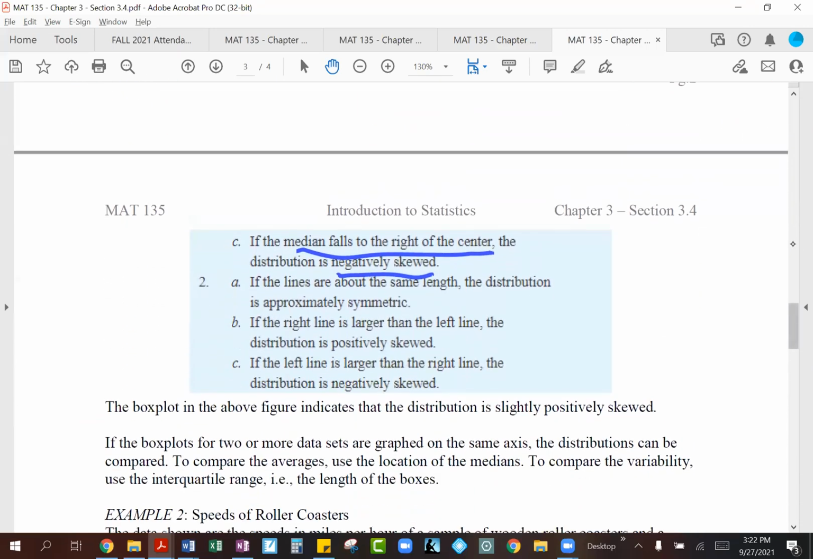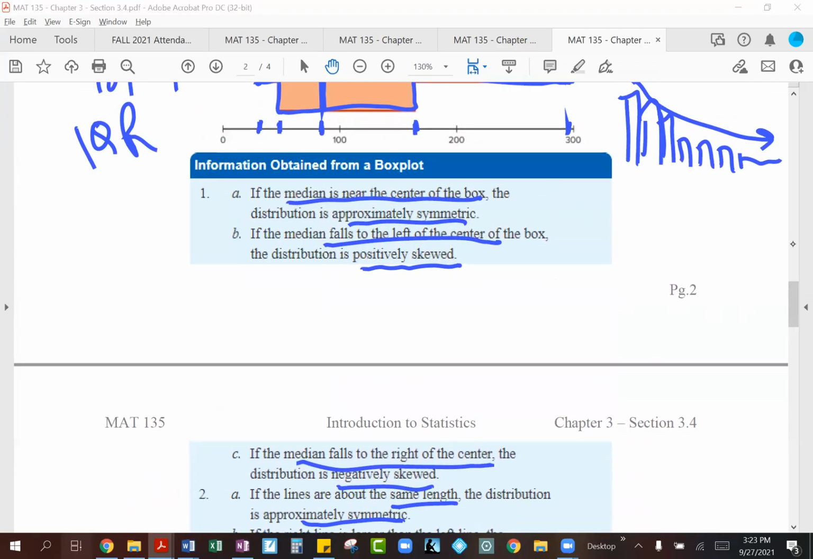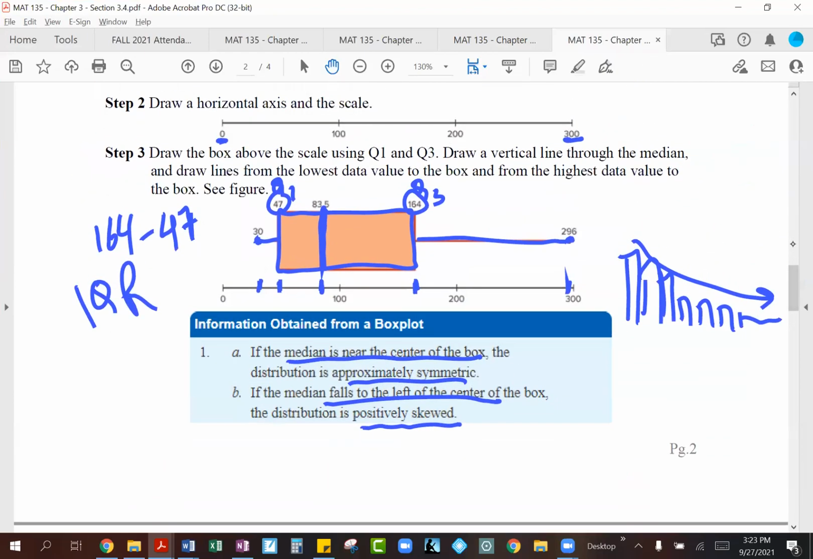So this is coming from just looking at the box in the middle and where that line for the median falls. Now, looking at the whiskers, the two horizontal lines, they're saying if the two lines are approximately the same length, then we can say our data is approximately symmetric. If the right line is larger than the left, our data is positively skewed. If the left line is larger than the right, it's negatively skewed. So of course you can see with ours, the data is positively skewed because we have a longer right-hand side line.